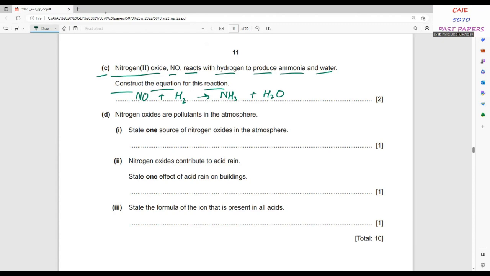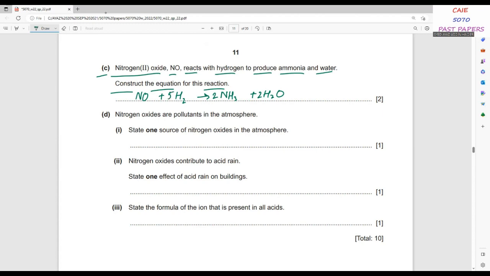Hydrogen is not balanced. On the right hand side, it's 5. So first of all, if I place 2 here, 2 multiplied by 2 is 4. 4 plus 3 is 7. Again, it's not balancing. So I will write 2 before NH3. 2 multiplied by 3 is 6, and 2 by 2 is 4. 6 plus 4 is 10. So I will write 5H2.